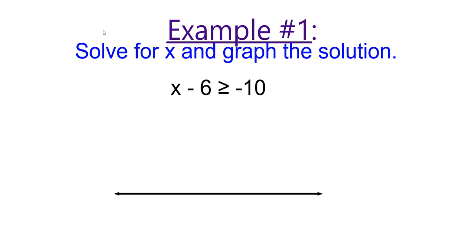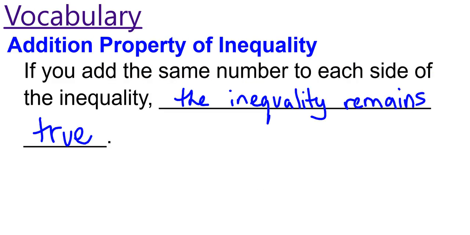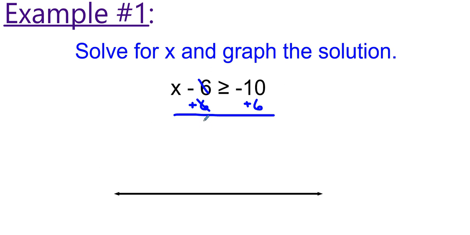So if we do this example here, well, notice it's x minus 6 is greater than or equal to negative 10. So to undo this subtraction, we use the inverse operation, which is addition. So we're going to add 6 to both sides of this inequality, and it should remain true based on that addition property of inequality. So we get x by itself is greater than or equal to negative 10 plus 6 is negative 4, and there's my solution.